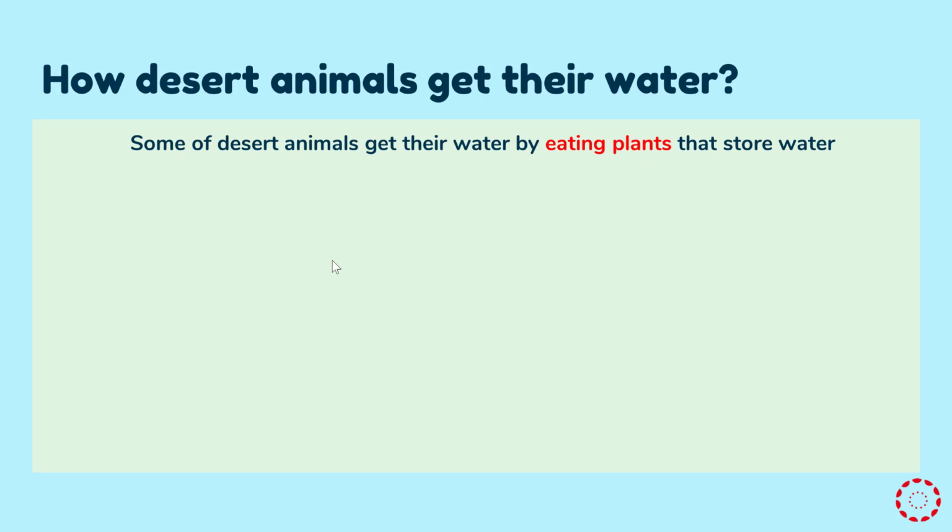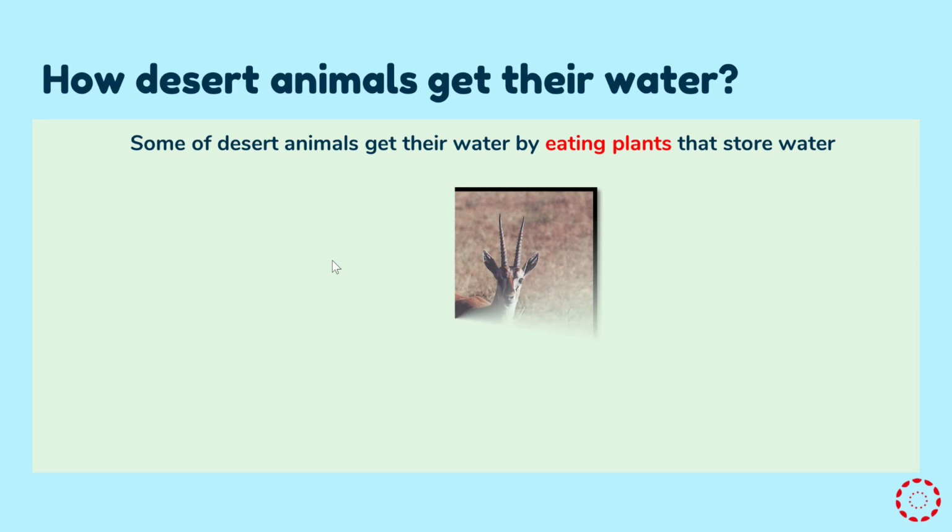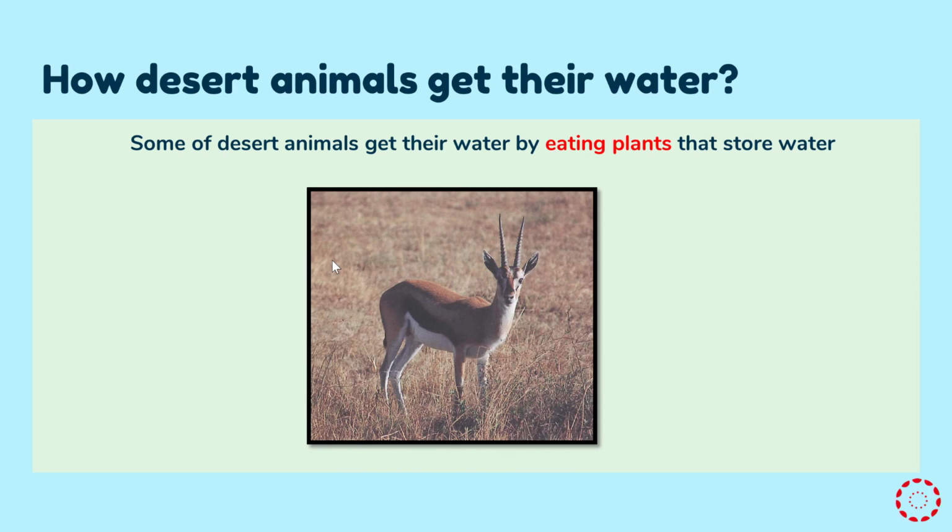How do desert animals get their water? Okay, we have some animals that can get enough water by eating other plants that store water. In the lessons that passed, we said that the plants store water in their stems. So the animals eat those plants that store water to get water. Okay?